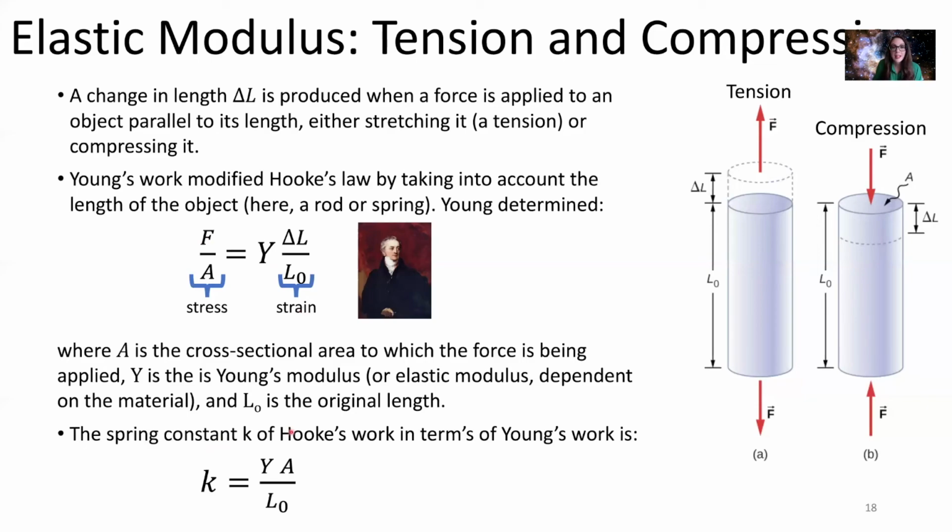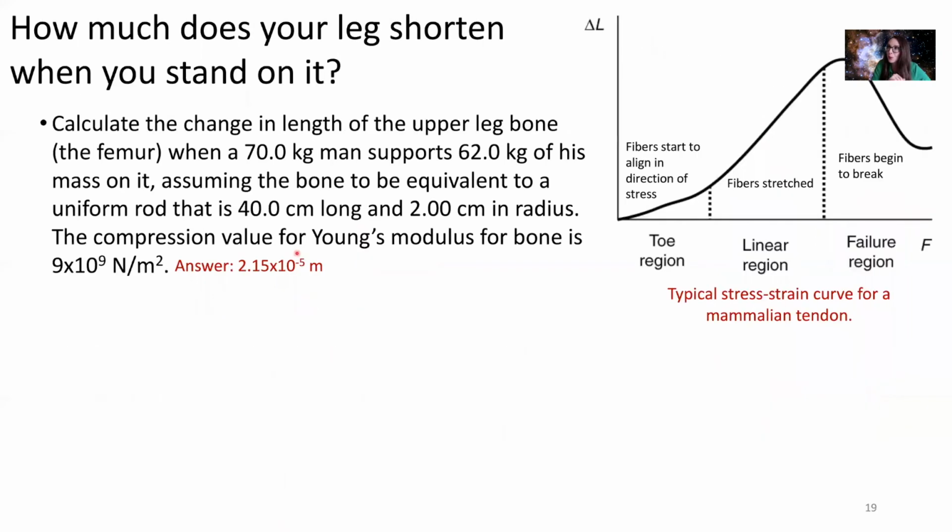The spring constant K of the equation that we saw for Hooke's law, in terms of Young's law right here, is the following: the spring constant K is equal to Young's modulus times the cross-sectional area over the length of the original object. We're going to use Young's equation here for compression in order to solve a real-world problem. How much does your leg shorten when you stand on it? We're going to calculate the change in length of the upper leg bone when you support weight on it.